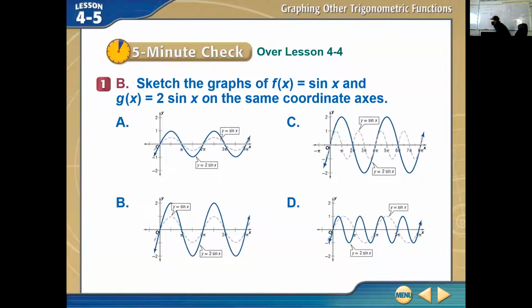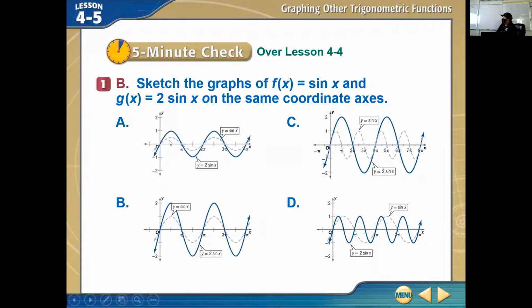Now we're sketching the graphs of f of x, which is equal to sine of x, and g of x, which is equal to sine of 2x, on the same coordinates. I'm not going to graph this one. We're just going to analyze it. Remember that the sine function generally starts at the origin, or on the midline at the y-axis, pending any vertical shifts or phase shifts. But in this case, we said there weren't any vertical shifts. So we're looking for a graph that's been expanded by a factor of 2.